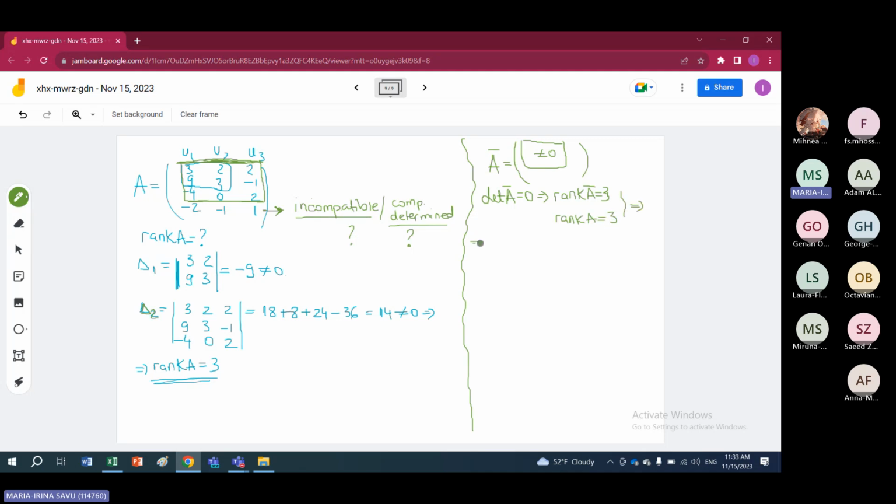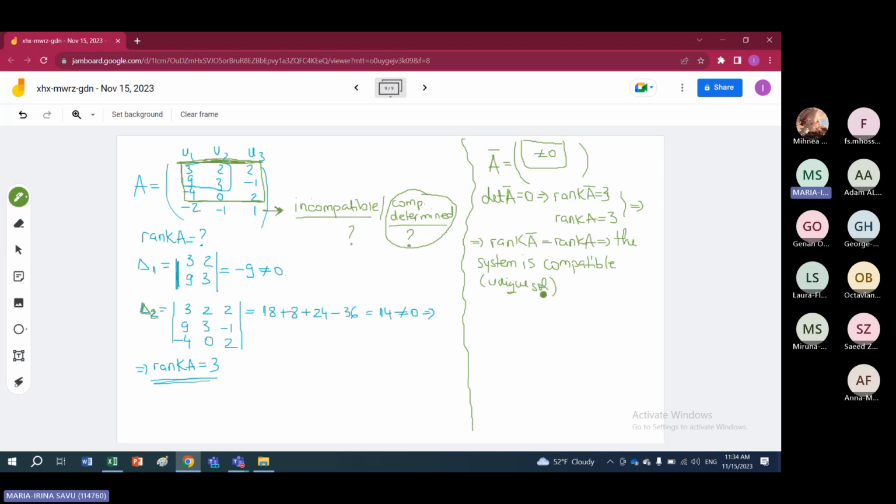So using this fact, you have that the rank of the extended matrix is the rank of A. So it means that the system is compatible and it has a unique solution. I mean that you are in this case. The system is compatible, and more precisely, it has a unique solution.